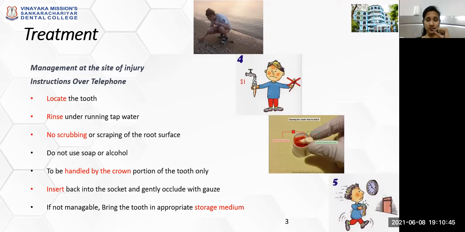If possible, ask the patient to insert the tooth back into the socket. If they're apprehensive and don't want to do that, then ask them to bring the tooth immediately, within 30 minutes, to your clinic, in a proper storage medium. Ask them to put the tooth in milk, which is readily available at home, place it in a container and rush to your clinic within half an hour. Why half an hour? Because this is the golden time which is going to determine the prognosis of the tooth and its treatment.